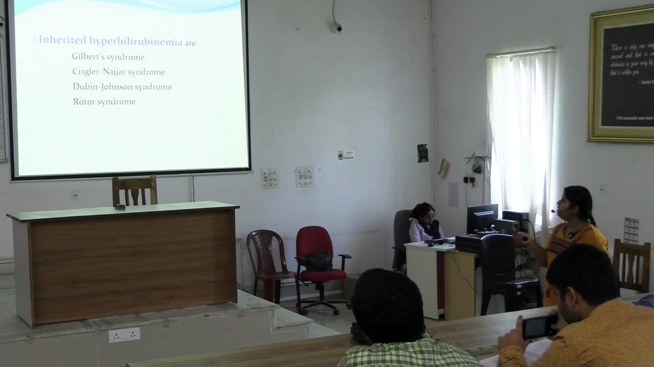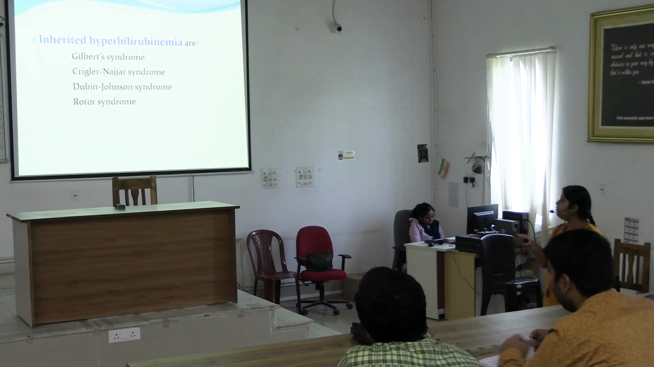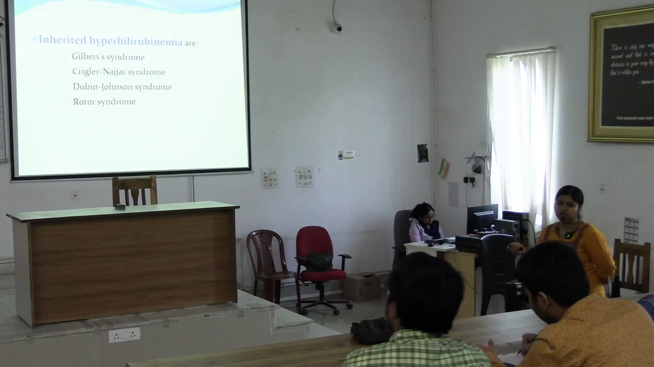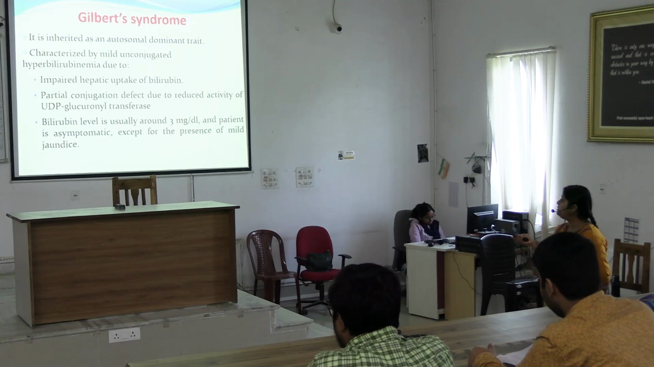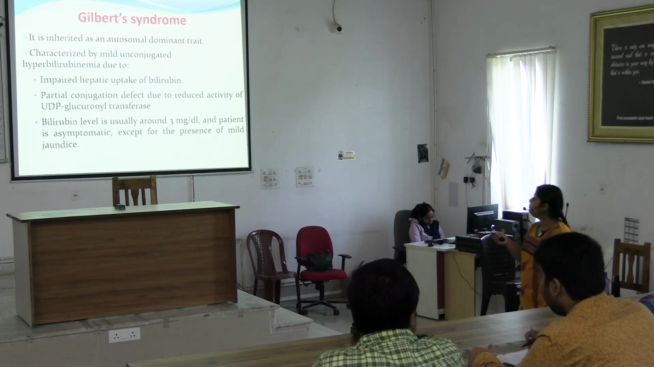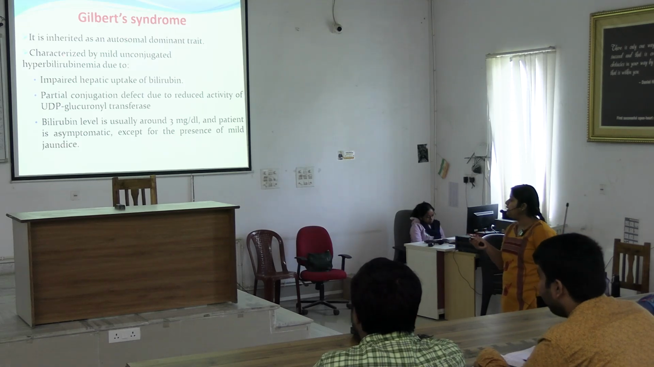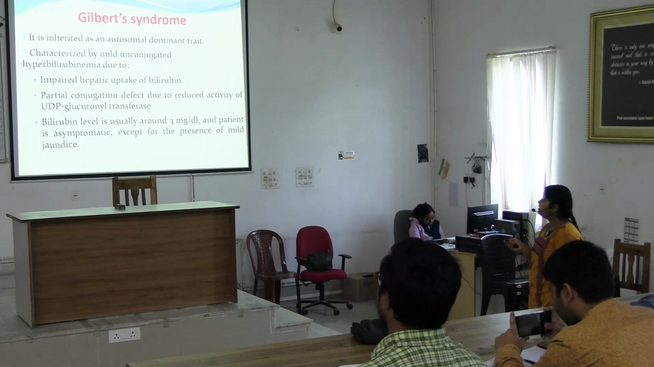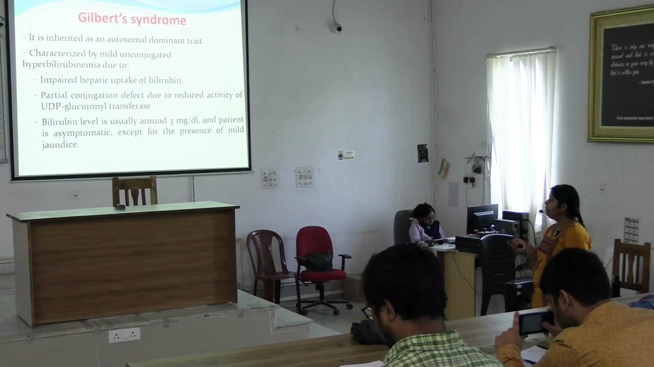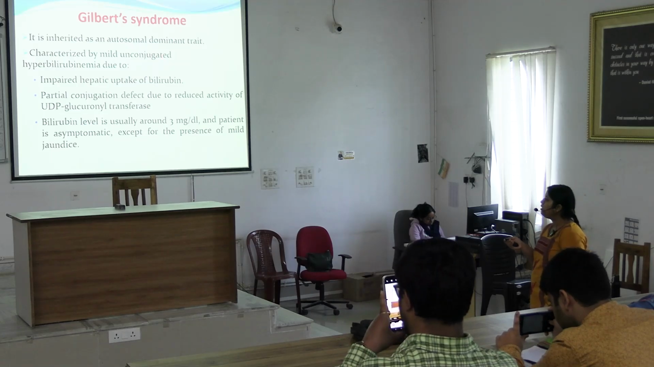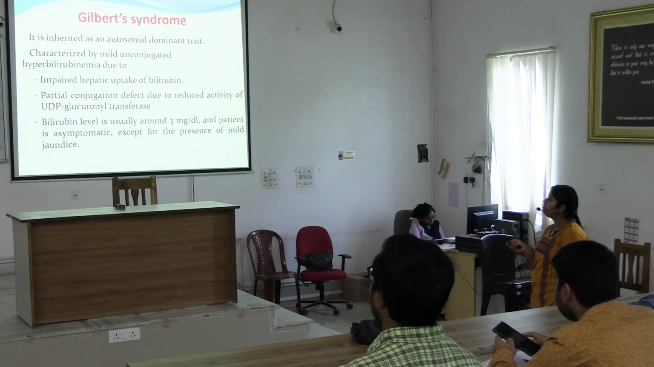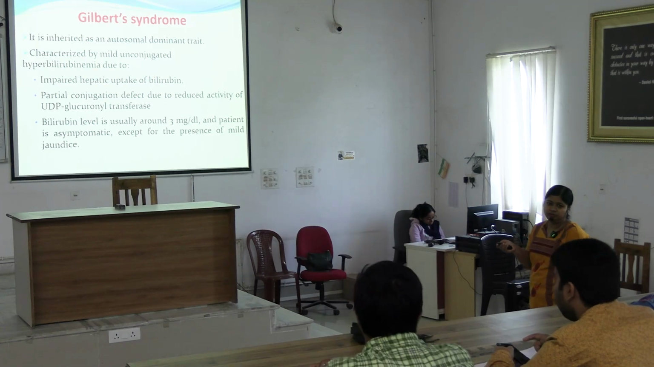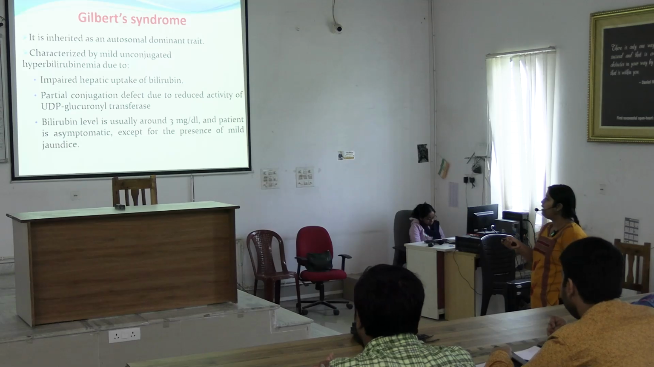Now, inherited hyperbilirubinemias, you have to know the names and also the causes. So Gilbert syndrome, Crigler-Najjar syndrome, Dubin-Johnson syndrome and Rotor syndrome. These are the 4 inherited hyperbilirubinemias. What is Gilbert? It is an autosomal dominant inherited disorder characterized by mild unconjugated hyperbilirubinemia. When we are talking about unconjugated hyperbilirubinemia, it is because of impaired hepatic uptake of bilirubin. Uptake is impaired, that is why unconjugated bilirubin is getting higher.